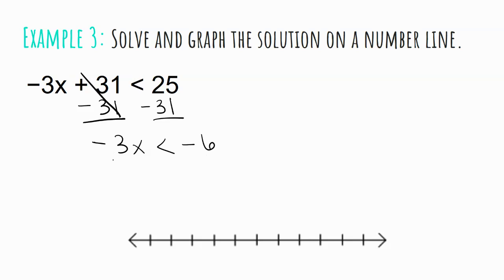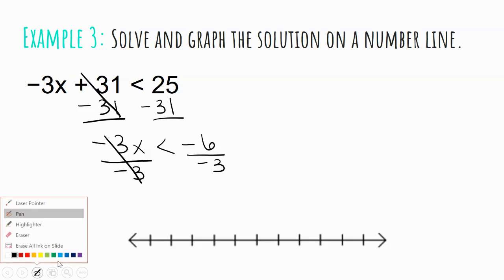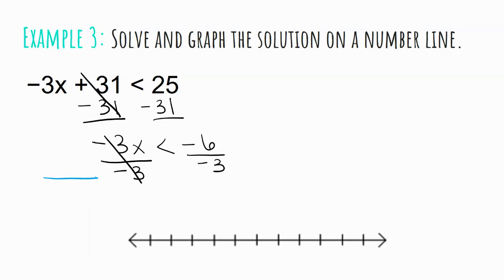Now watch this. In order to isolate my x, right now I have negative 3 times x, right? So I'm going to need to divide by negative 3 on both sides. This will cancel, but this division by negative 3 is telling me to flip the sign.